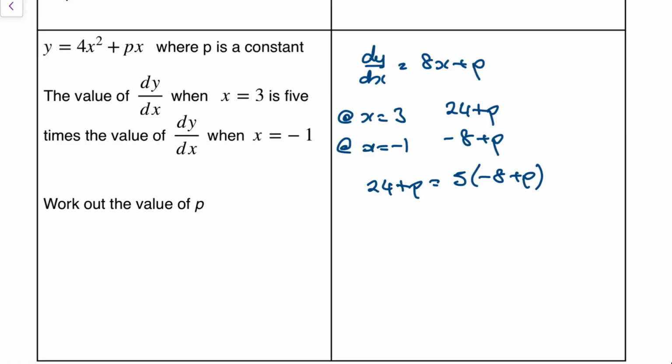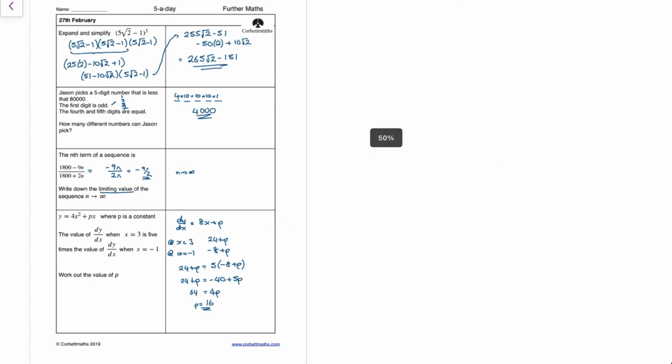We've got one equation, one unknown, so we'll just solve this, can't we? So therefore 24 plus p is equal to minus 40 plus 5p. Take away p from both sides, which gives me 4p. Add 40 to both sides gives me 64, which means that p is equal to 16. Not terrible, nice little end. Not as bad as the last few days, but equally a good question to end on.